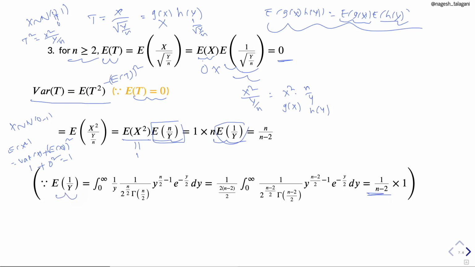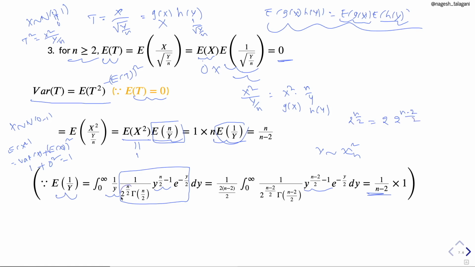Okay, so the expectation of 1 by y, how do we get it? Y is a chi-square random variable with n degrees of freedom. So the expectation of 1 by y is going to be the integral from 0 to infinity of 1 by y times the PDF of a chi-square random variable with n degrees of freedom. Now this 1 by y times y to the power of n by 2 minus 1, I can write as y to the power of (n minus 2) by 2 minus 1. Now this 2 to the power of n by 2, I can write as 2 times 2 to the power of (n minus 2) by 2.